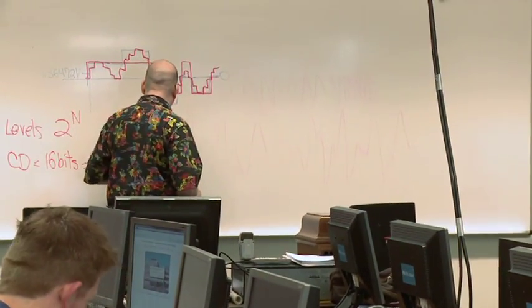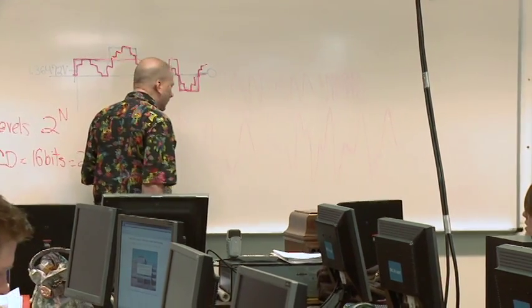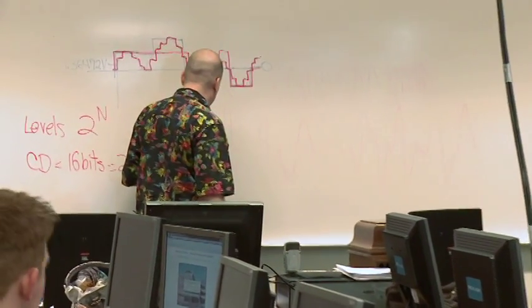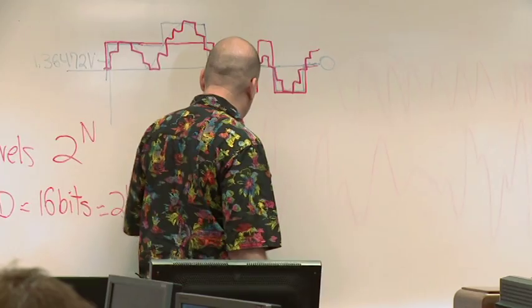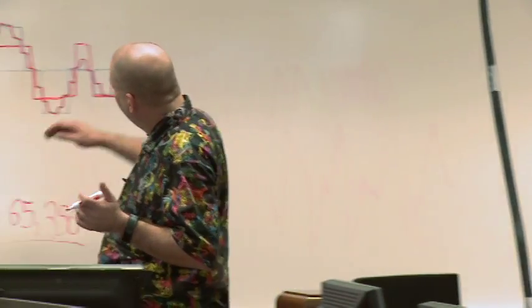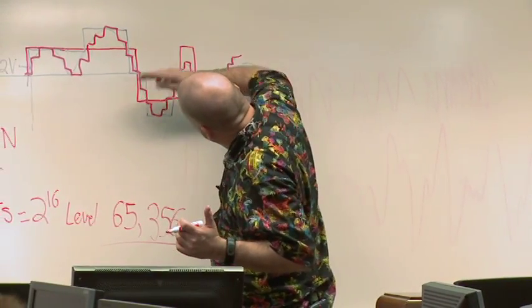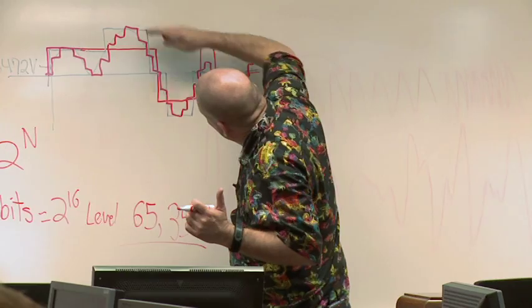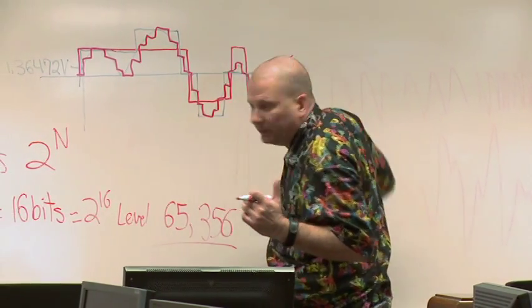It's like 65,000. Anybody know? I don't know. I'm not much of a math fan. That's why I do calculus in 2 weeks, so you can get on with it. But whatever that number is, it's like 65,000. It's quite a few. It's 65,000 levels that we chop one waveform into.